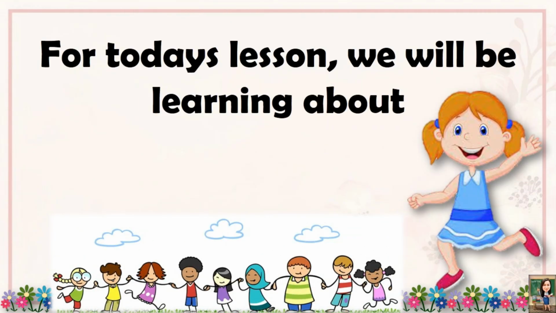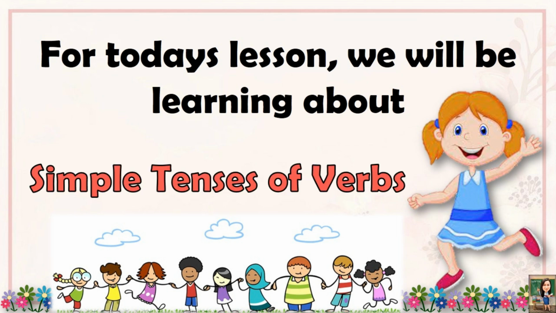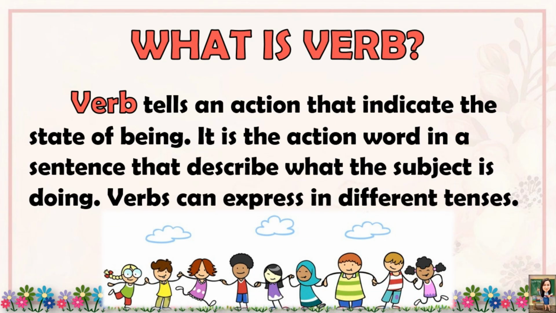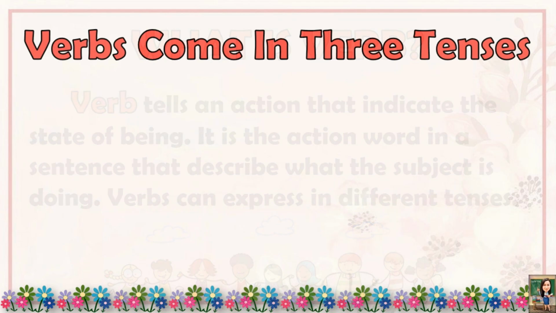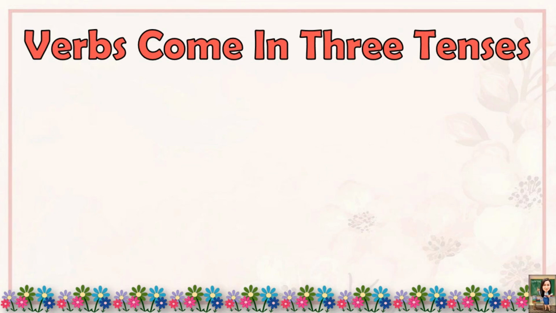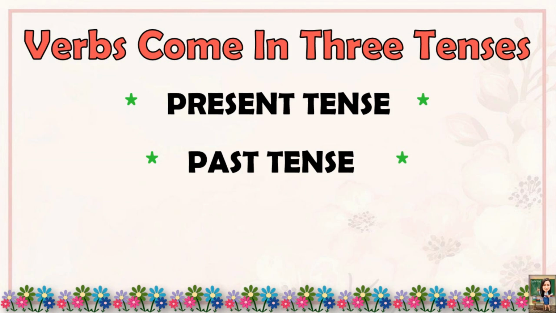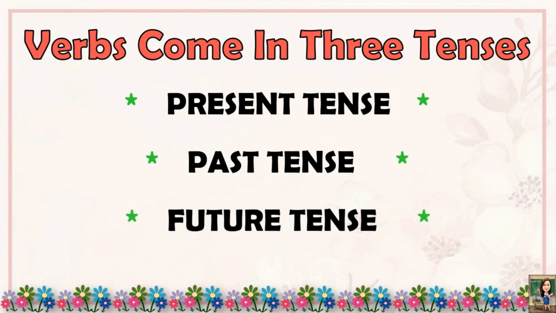For today's lesson, we will be learning about simple tenses of verbs. What is a verb? A verb tells an action. It is the action word in a sentence that describes what the subject is doing. Verbs can be expressed in different tenses. Verbs come in 3 tenses. These are present tense, past tense, and future tense.